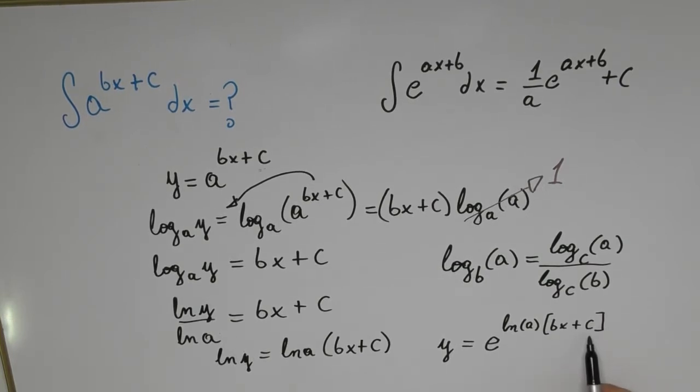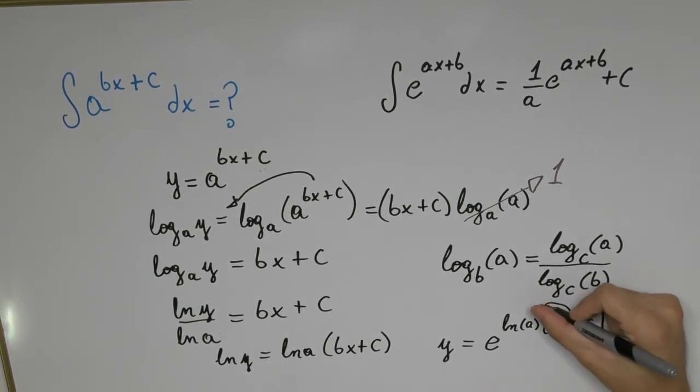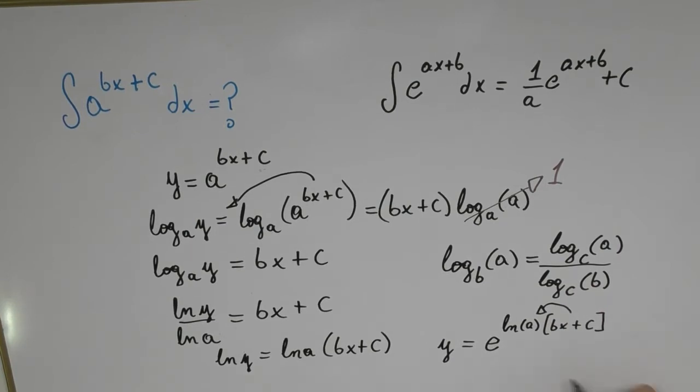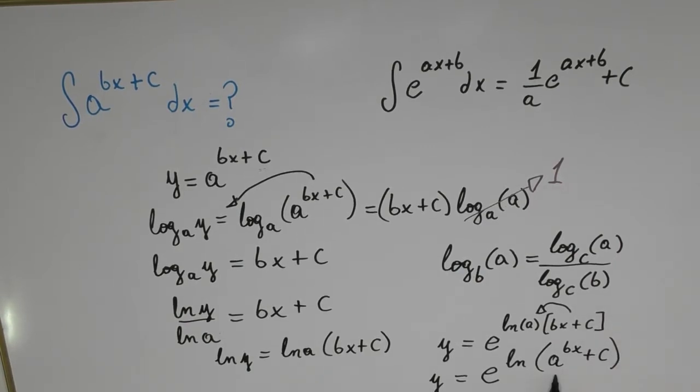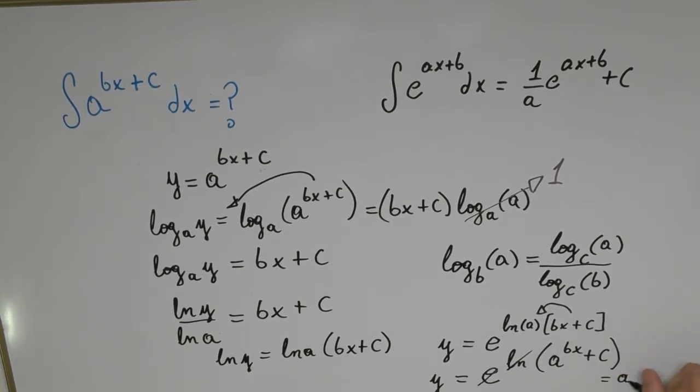bx plus c is a factor multiplying the natural log of a, so that means we can also bring it into the argument as a power of a. So if we were to write y equals e to the power of the natural log of a to the bx plus c, we now have an expression in which the base e and the natural log cancel out, and that's going to give us just a to the bx plus c. Okay, so that recovers the original expression.